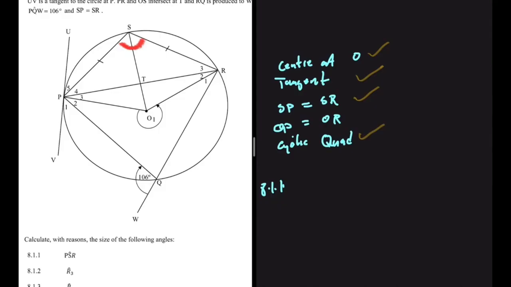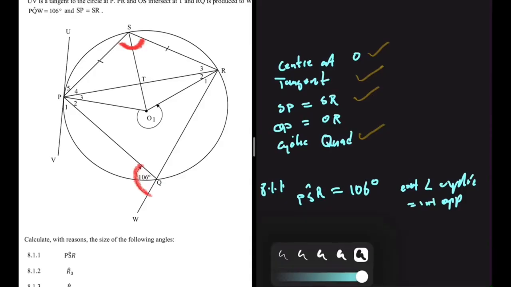And as you can see, angle WQP, this angle here of 106 degrees, should be equal to angle PSR. An exterior angle of a cyclic quad is equal to the interior opposite. So we can say that PSR is equal to 106 degrees. That is because an exterior angle of a cyclic quad is equal to the interior opposite angle.